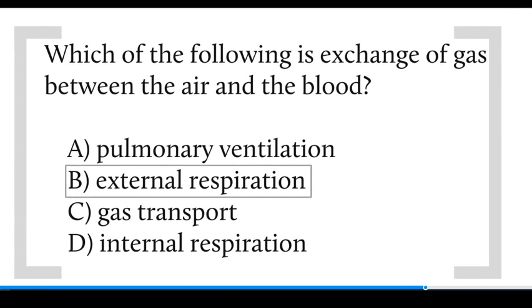The exchange of gases between the air we breathe in and the blood is external respiration. Oxygen moves from the air we breathe in into the blood, and carbon dioxide moves from the blood into the air we're going to exhale.